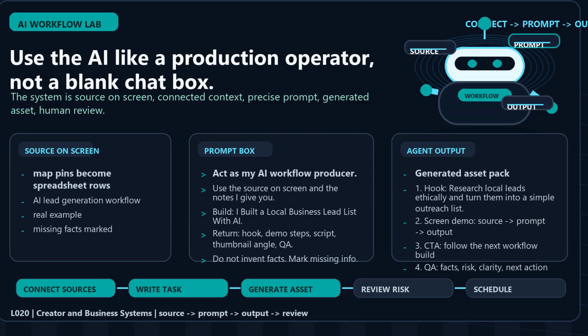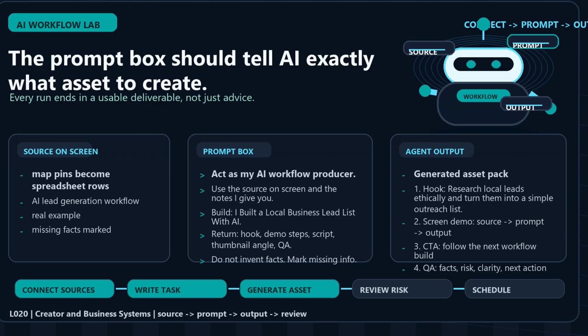Third, write the prompt like a production request: act as my AI workflow producer, use the source on screen, I built a local business lead list with AI, return the hook, demo steps, script, thumbnail angle, and quality checks. That is the system. Source, context, prompt, output, review. It is simple, but it is much stronger than asking for a random idea.